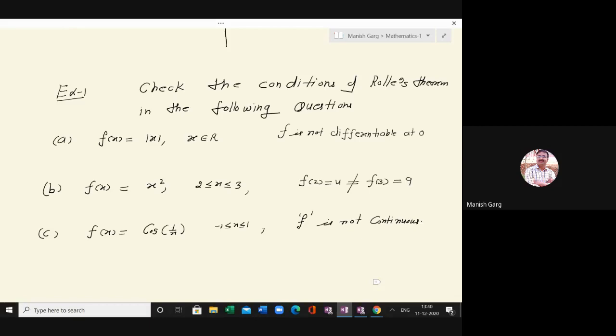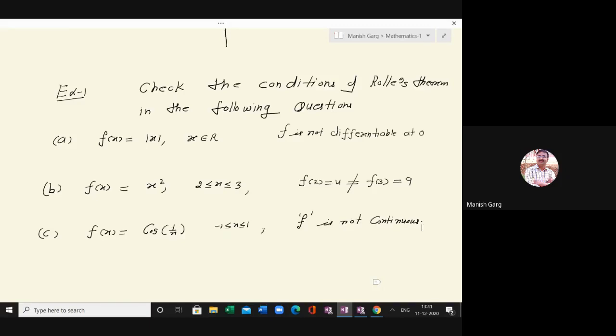In one question, f is not differentiable. In one question, the function values at the endpoints are not the same. In the third, f is not continuous, so it is not differentiable either. So any one condition can be violated. If you are doing a question by Rolle's theorem, you need to check all three conditions. If you have proved that f is differentiable, you need not check continuity, because every differentiable function is continuous.